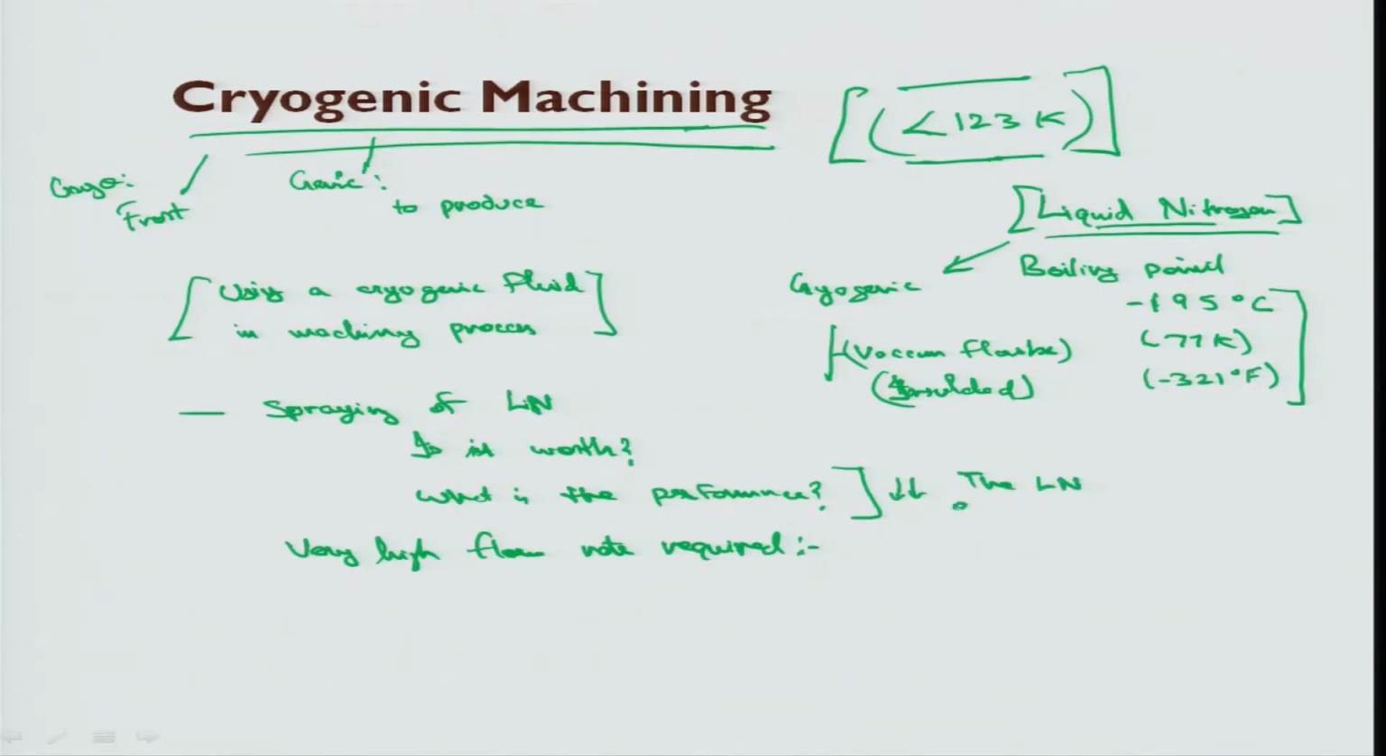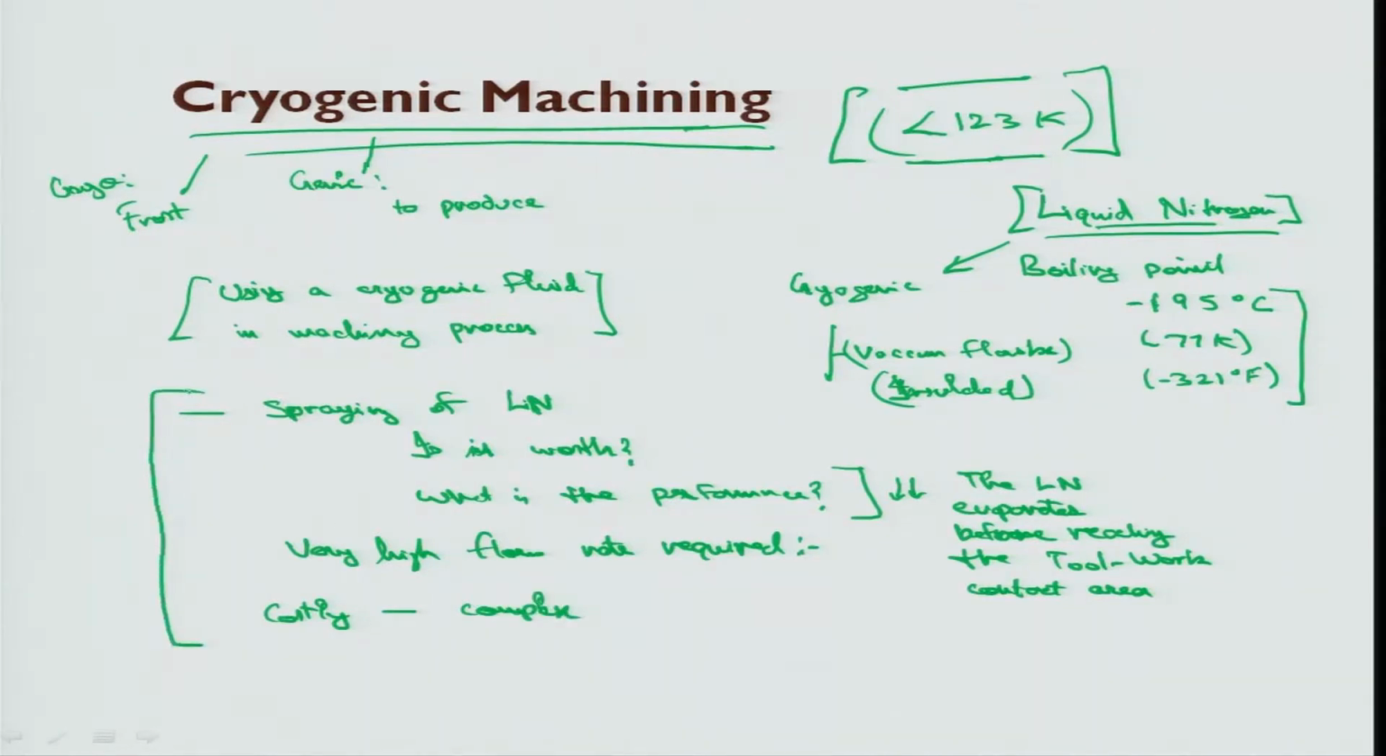The liquid nitrogen evaporates before reaching the tool work contact area. So a very small amount of nitrogen would reach there, ultimately reducing its cooling capacity. So these kinds of drawbacks made cryogenic machines both costly and very complex. I am talking about the initial phase, when cryogenic machining started.